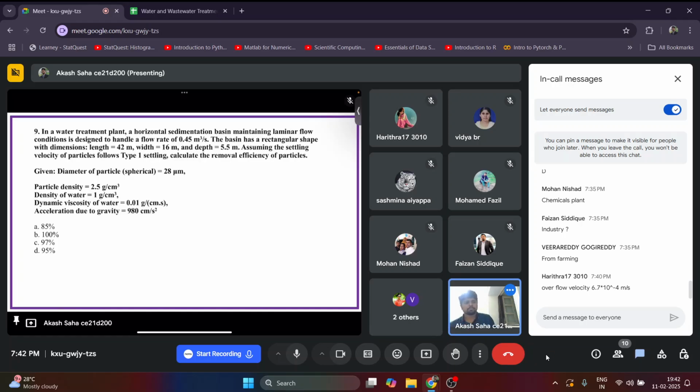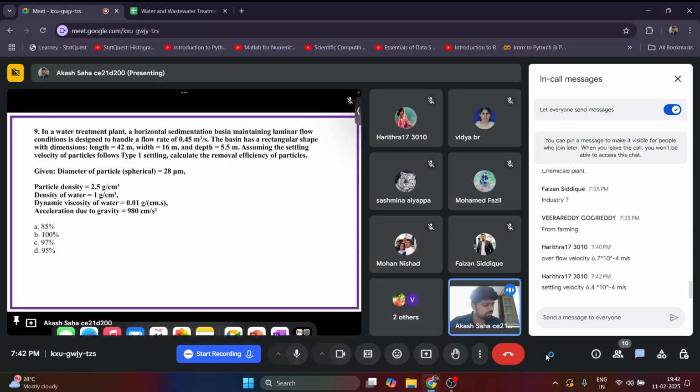No answer? Okay, we'll solve. Okay, settling velocity 6.4. Yes, it is correct. Definitely it is correct. So now you can easily calculate the removal efficiency. We'll see how to solve this problem for others. Till then, you can find out the removal efficiency.